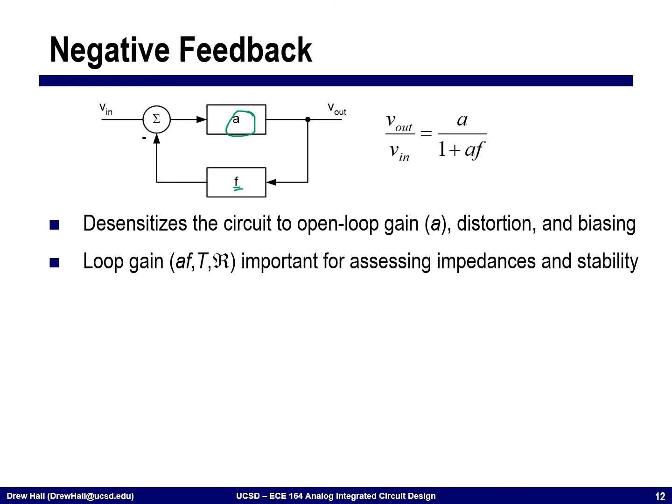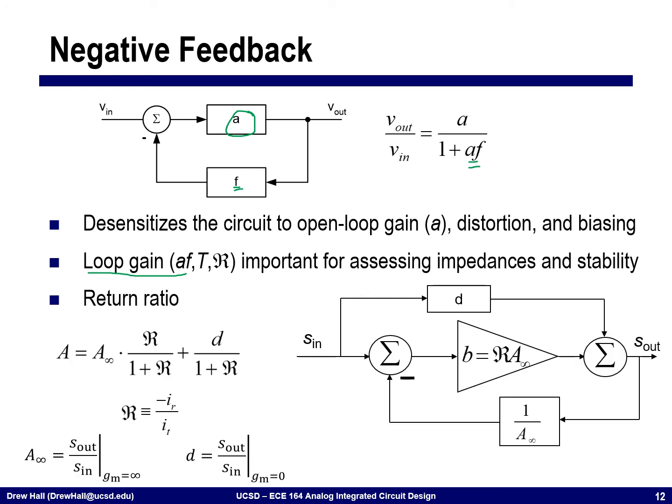The closed loop transfer function from this block diagram can be derived as A divided by 1 plus AF. We talked a lot about this AF term here. This is essentially the loop gain. And the loop gain is very important. It affects a lot of the stability of the circuit, but it also is what changes the input and the output impedance. And so when we want to analyze the stability of the circuit, we need the loop gain, and for the port impedances as well.